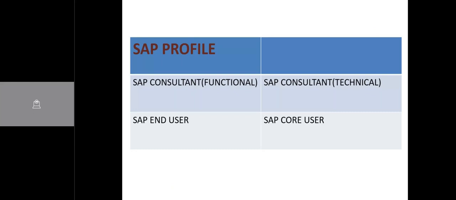Okay, if any client requirement does not match the SAP standard, then changes and customization are required. That is done by the technical consultant. So there is a technical consultant also in the project, who does some programming, new programming changes, okay? And from the client side, there is an end user. End user means the client employee who uses the SAP system and does day-to-day transactions. And there is a client core user who is an expert in the business process of the client.